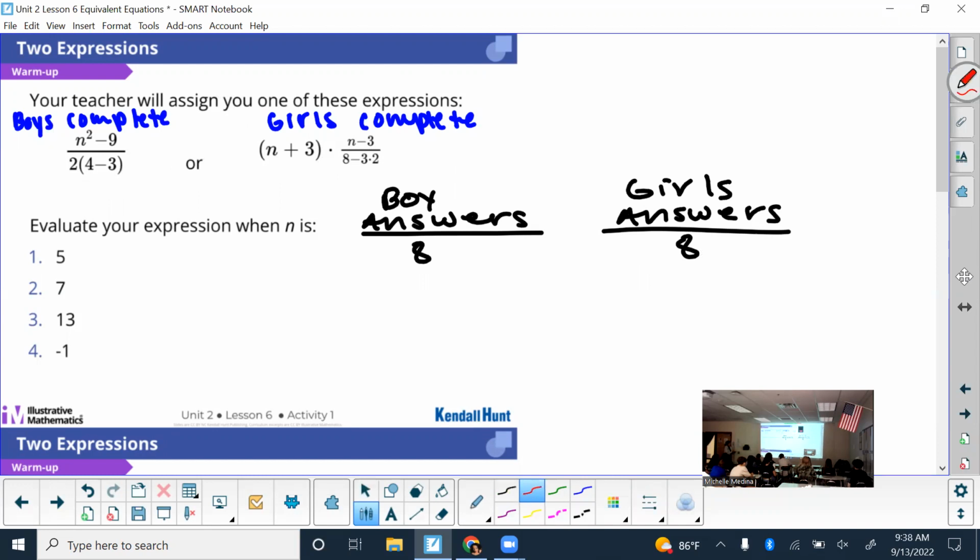So just to kind of review, when you plug something in for a variable, like they say n equals 5 or something like that, that's called the substitution property. So for the first one, when I plugged it in, it would look something like this. Anytime you plug stuff in, you need to use parentheses, because sometimes it can get confusing. So just make sure you use parentheses.